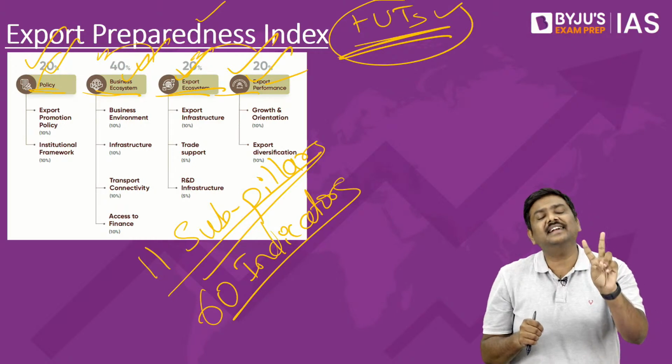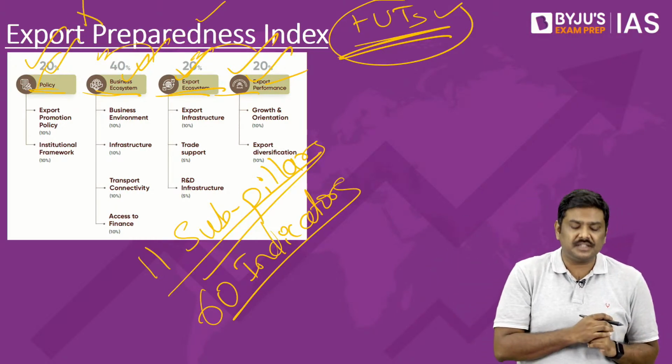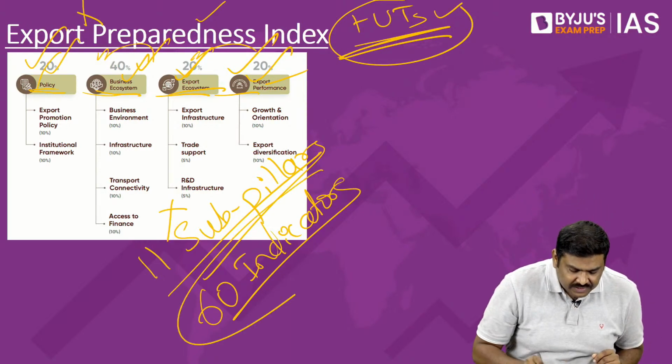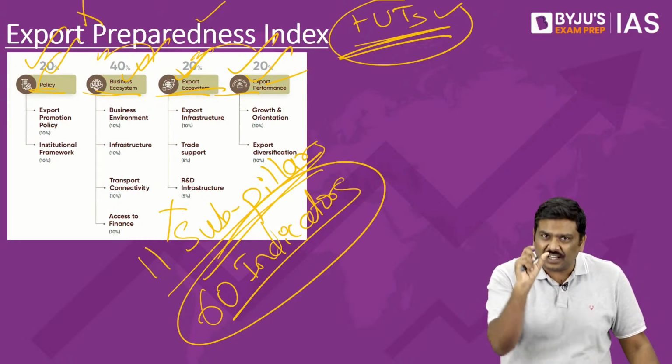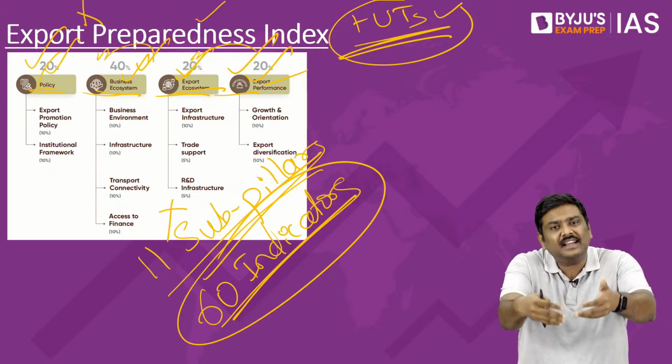So this is the second time Niti Aayog has published it. It has not changed the pillars. It has not changed the 11 sub-pillars. But have a look at this. It has actually made certain changes in the indicators. Certain number of indicators have been removed.